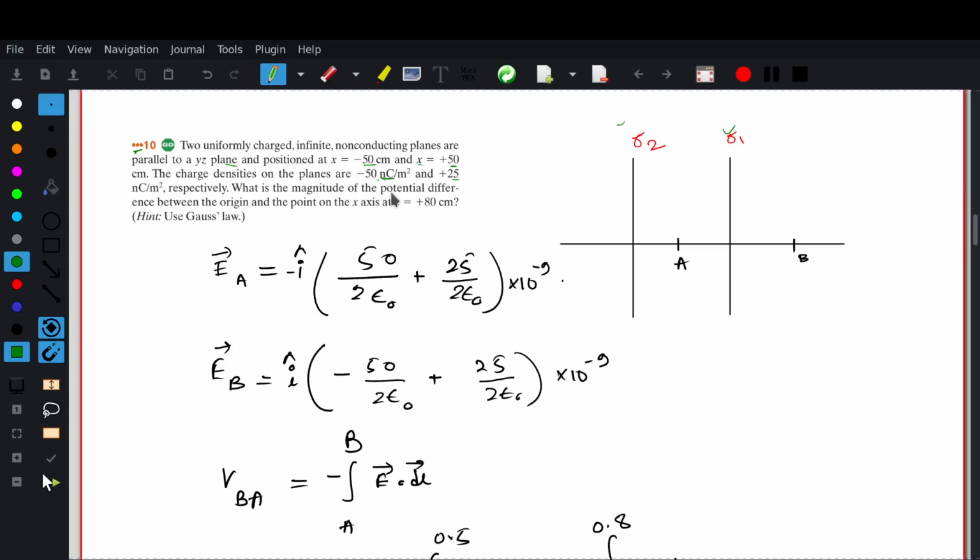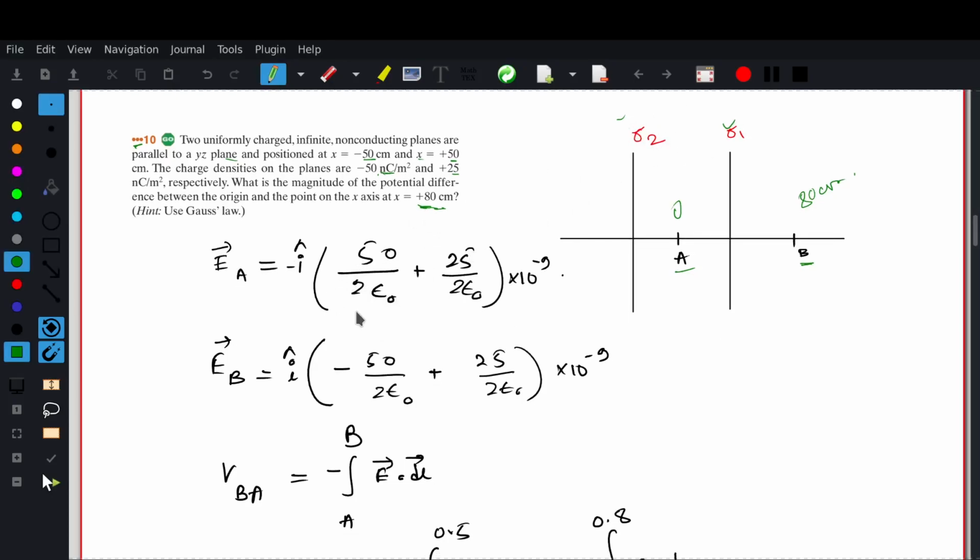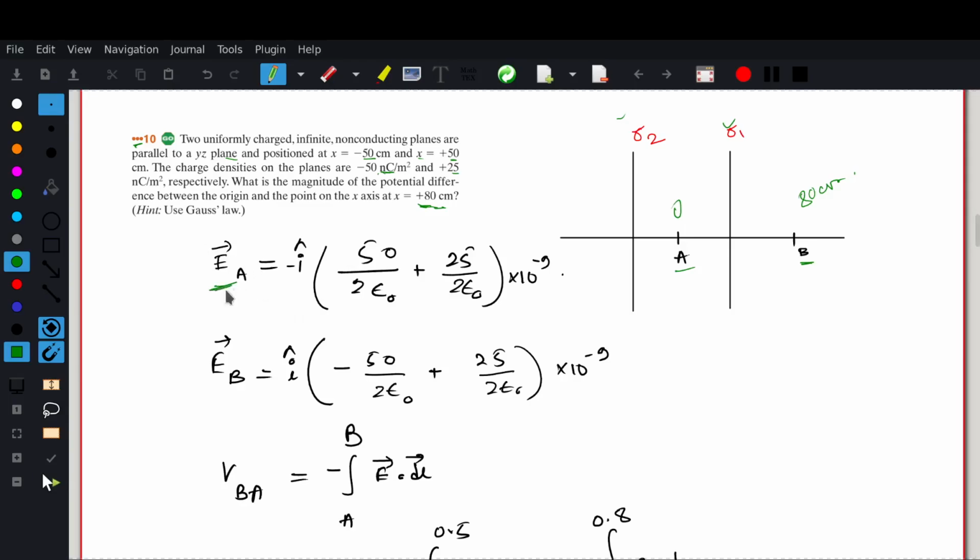What is the magnitude of the potential difference between the origin and the point x is equal to plus 80 centimeter? The origin is exactly halfway between these two plates. So this is the origin, and around here we will have some 80 centimeter. I am denoting them by a and b. Here I am also plugging in the values of sigma 1 and sigma 2. There was no point of writing sigma 1 sigma 2, my bad. But EA is around here, in the midway between these two plates.